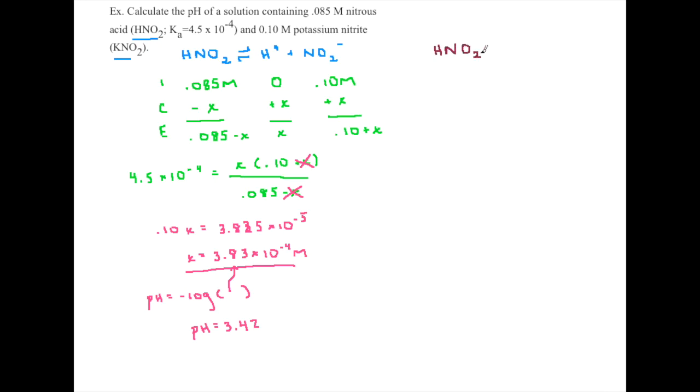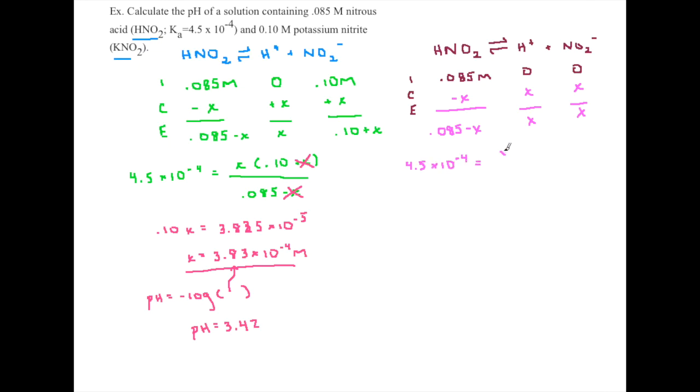So I have my acid dissociating into its ions. Okay, I have my ice chart again. I start off with only 0.085 molar. I don't have my other two products because this is not a common ion problem. Therefore, I'm going to have minus X plus X plus X. So when I solve this, minus X, this is just going to be X, this is going to be X. So I end up with my Ka, which is 4.5 times 10 to the negative fourth equals X squared divided by 0.085 minus X.